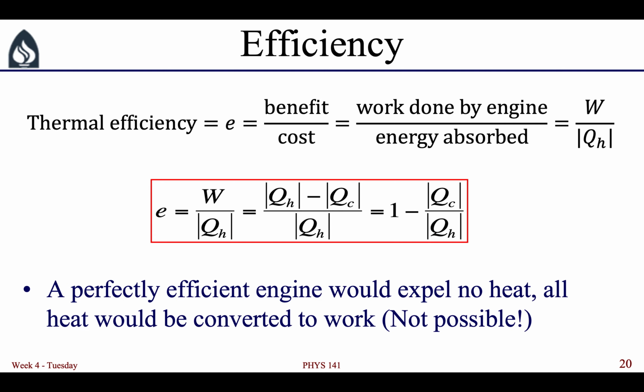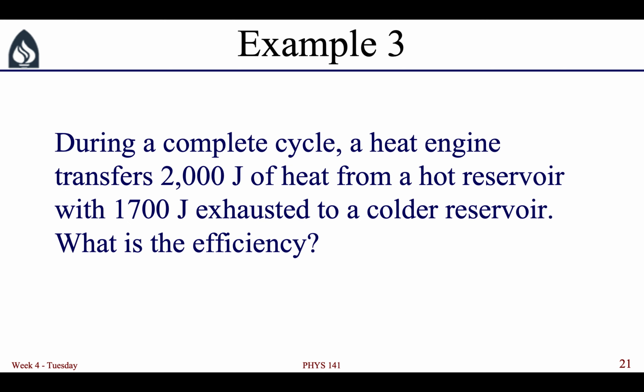So a perfectly efficient engine would not expel any heat into the cold reservoir. Q sub C would be equal to 0 and the efficiency would be equal to 1. However, all real-world engines can't do this. It's not possible for the world we live in, and we'll be talking a little bit more later on about why this is. So next, let's take a look at this example problem.